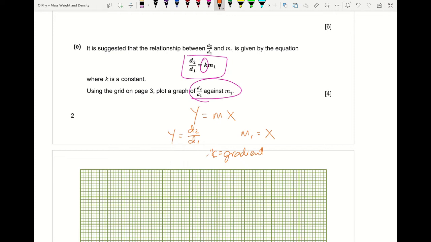So that means your D2 over D1 is the vertical axis and your M1 is the horizontal axis. And D2 over D1, you know there's no unit, right? Because cm divided by cm, no unit. M1, your unit is grams. So that means if you find the gradient of this graph, you can find the unit of the constant K.